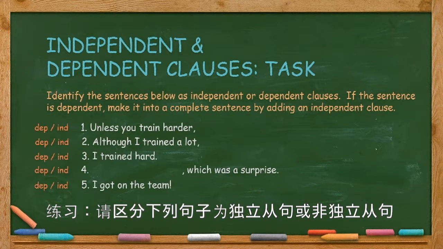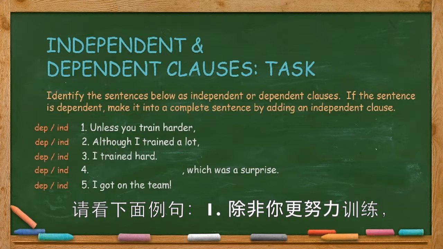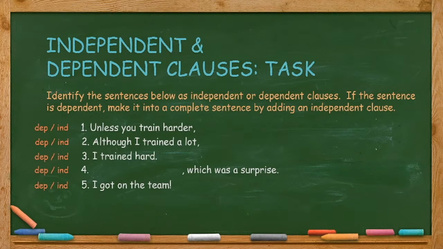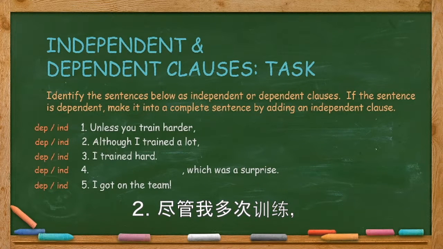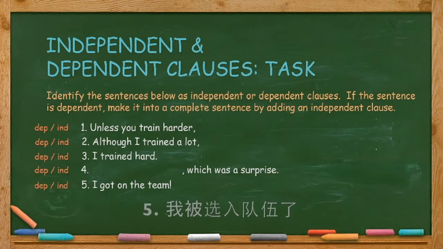Now for the task. Identify the sentences below as independent or dependent clauses. If the sentence is dependent, make it into a complete sentence by adding an independent clause. Let's look at the sentences. Number 1, unless you train harder. 2, although I trained a lot. 3, I trained hard. 4, which was a surprise. 5, I got on the team.